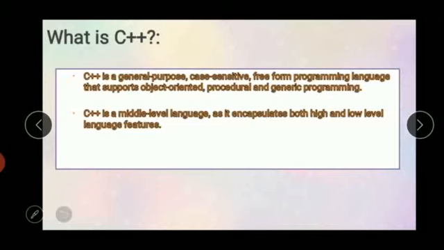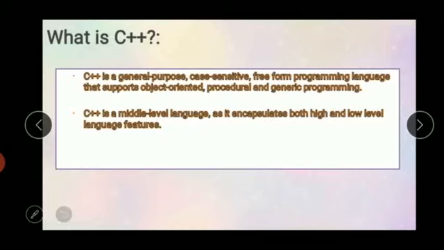So what is C++? C++ is a general purpose programming language. General purpose means it has so many uses; it can be used for so many purposes. It is also a case sensitive language. Case sensitive means the capital letter and small letter are considered different. That means if the program is in small letters, you need to type exactly the same.